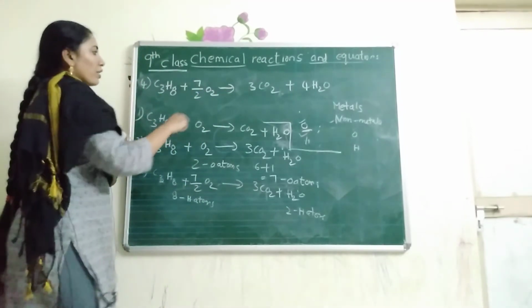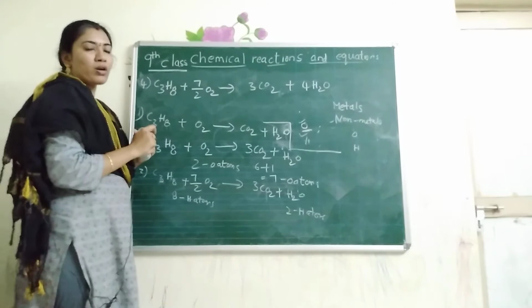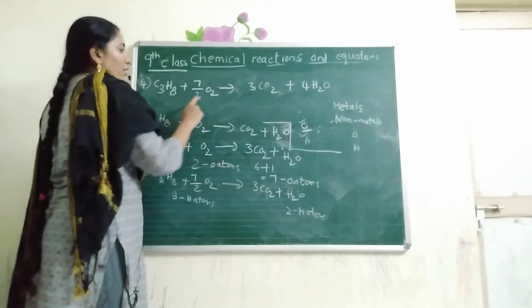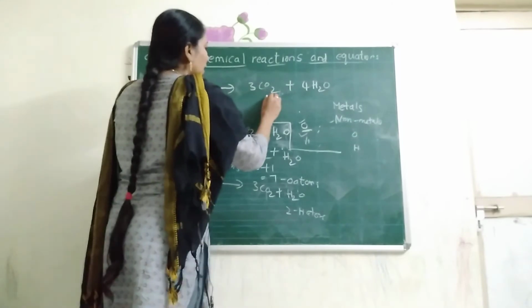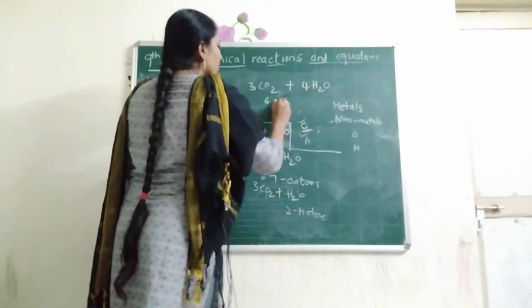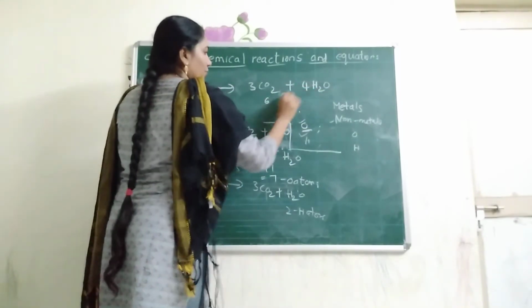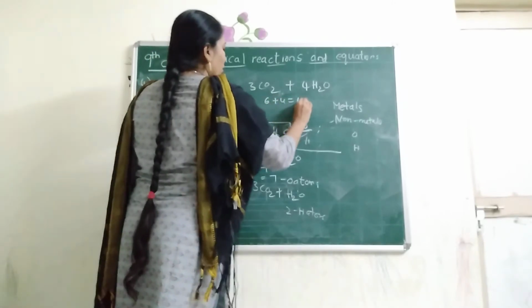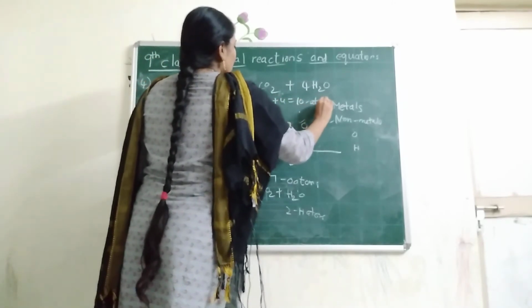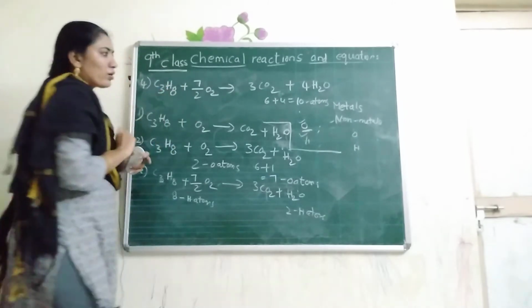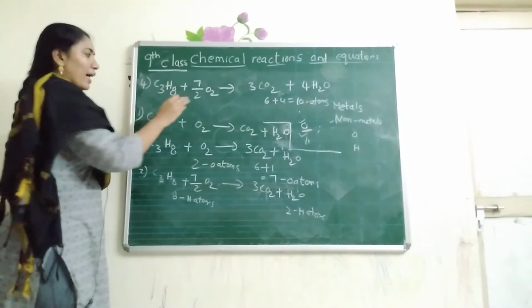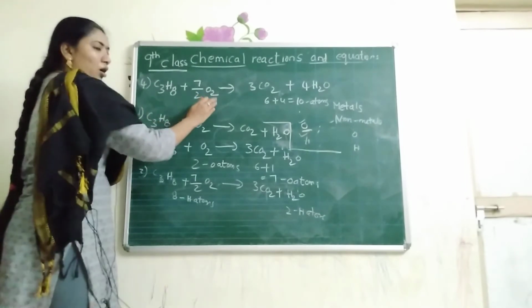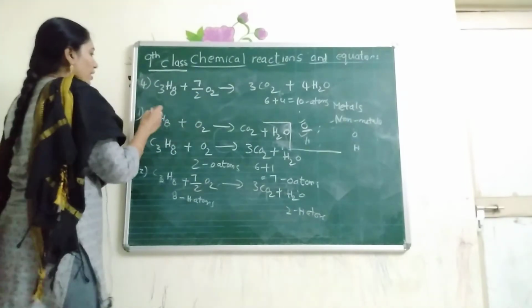Next we come to the oxygens. How many oxygens are here? 7 oxygen atoms are there. Here how many oxygens are there? 3 twos are 6 plus 4, that is equal to 10 oxygen atoms. Here there are 7 oxygen atoms, here there are 10 oxygen atoms. So we have to balance these oxygens again. Then what happens?